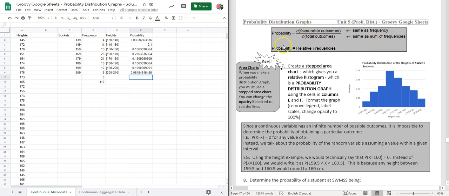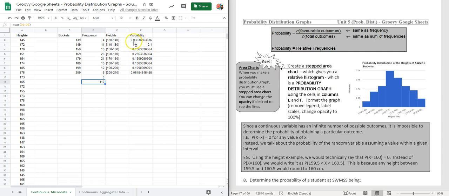So here is just reminding you that relative frequencies from before is the same as probability, because for probability you're taking the favorable number of outcomes, which is just your frequency, and dividing it by the total number of outcomes, which is just the sum of all your frequencies. Now, as soon as you turn it into aggregate data, which means we have a frequency table, you can no longer make a histogram. You have to make what is called an area chart. And we're going to make a stepped area chart. This gives us a relative histogram, and a relative histogram is the same as a probability distribution graph.